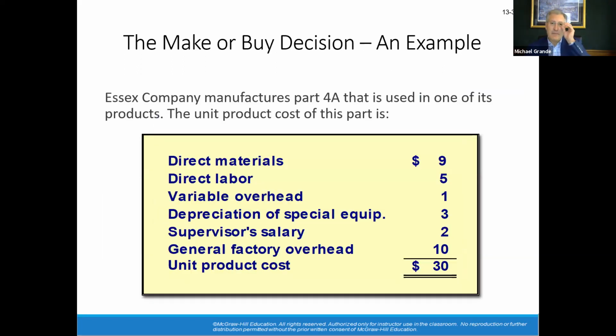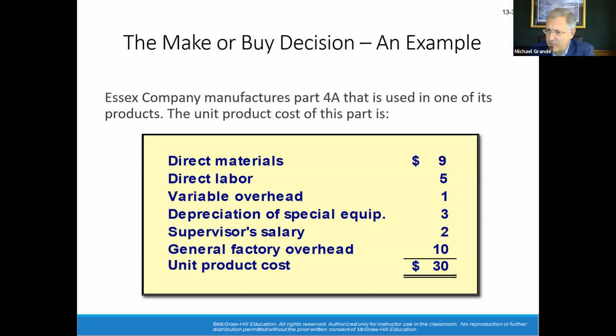So here's an example. Essex Company manufactures part 4A that is used in one of its products. The unit product cost of this part is as follows. Direct materials, direct labor, variable overhead. I mean, those seem pretty clear, right? That they'll have those three costs if and only if they make it.